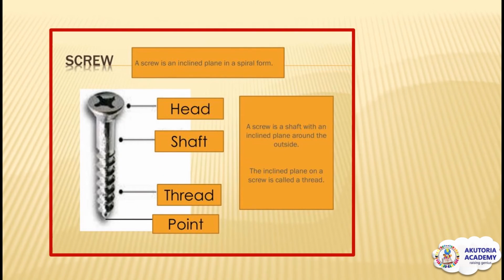A screw is another type of inclined plane. It is formed when an inclined plane is wrapped around a straight rod shape or structure. It has a spirally grooved surface with a pointed end, which is used to hold things together.